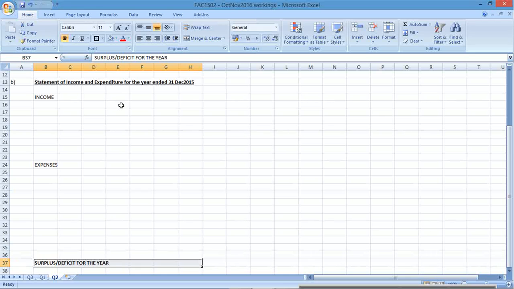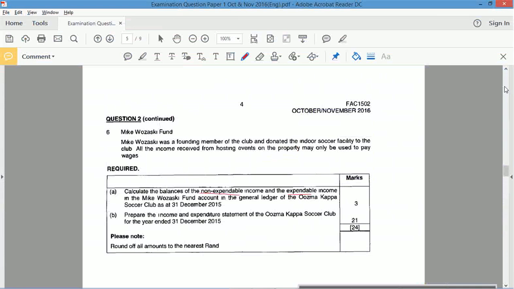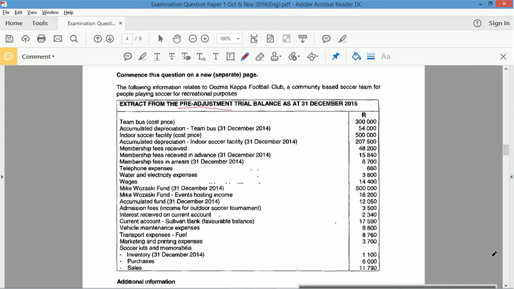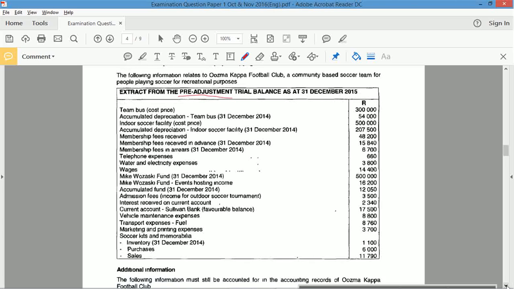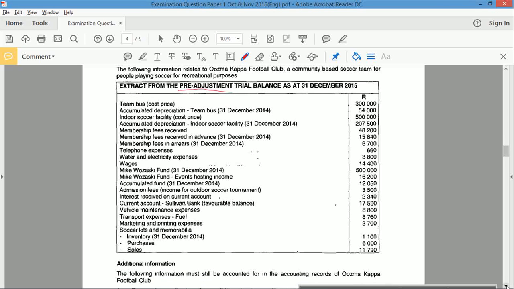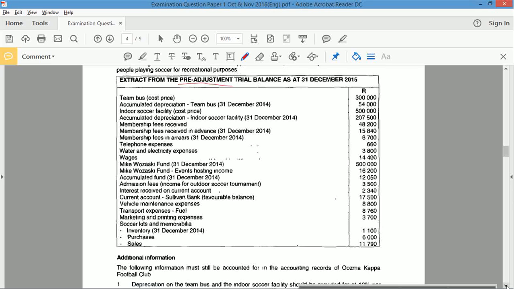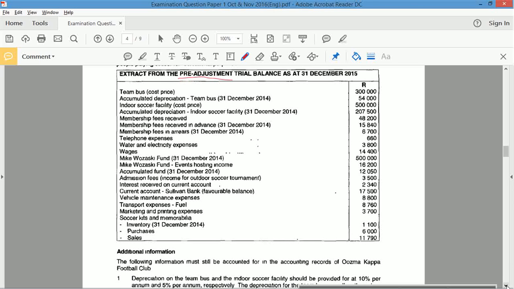So what is the first thing that you've been given in the question? The team bus cost price. So what is that? It's an asset. Good. Do I need it? Not for this question. Why? Because you need to work out the income and the expenses. Exactly. Accumulated depreciation, do I need it? No, I don't. It's a negative asset. It will be disclosed against the team bus in the statement of financial position.